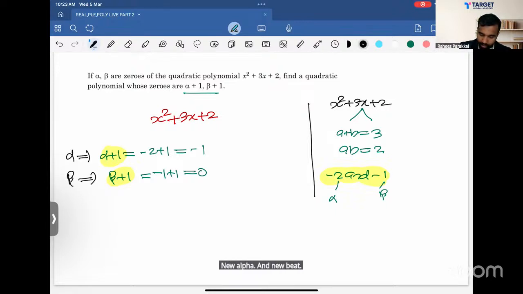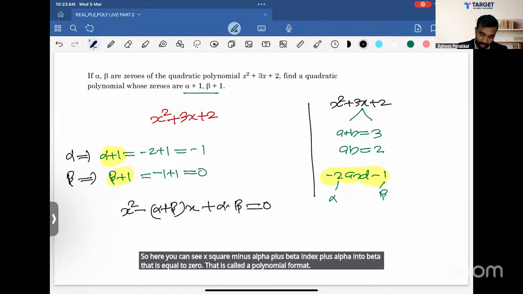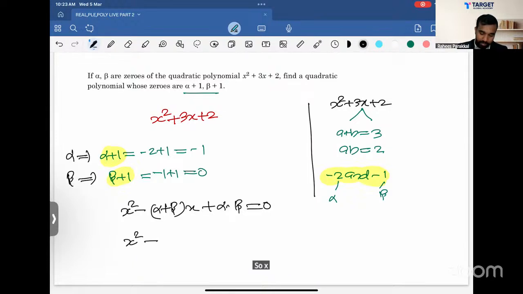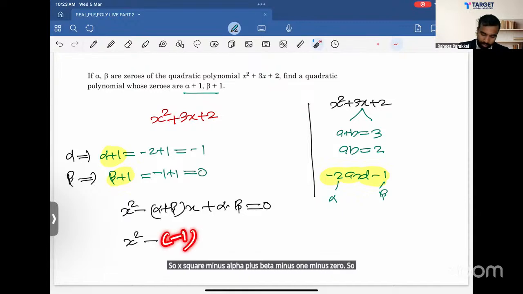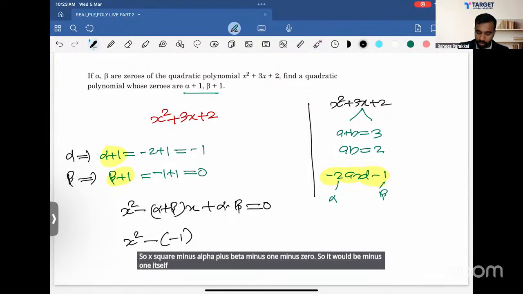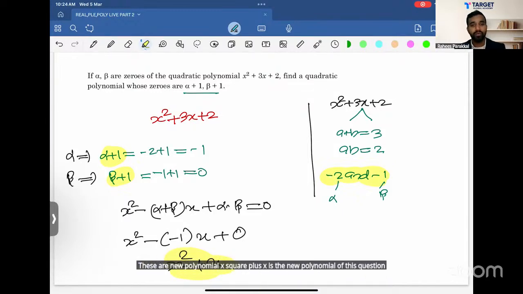Here you can see x square minus (alpha plus beta) into x plus alpha into beta equals 0. That is called the polynomial format. So x square minus (alpha plus beta), which is minus 1 plus 0, so it would be minus 1 itself. Minus 1 into x plus minus 1 into 0, which would be 0. So x square plus x is the new polynomial of this question. So we are moving to the next one.